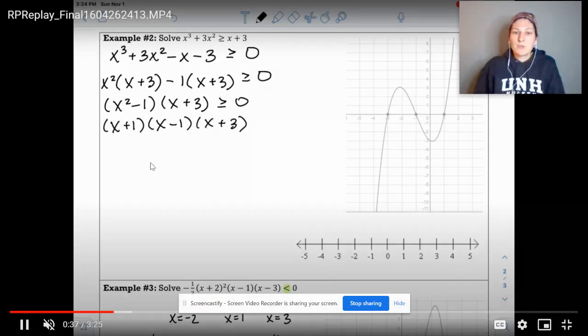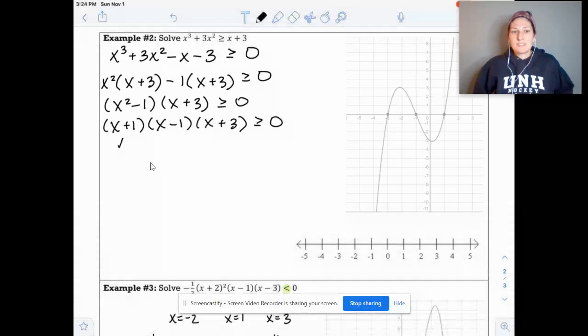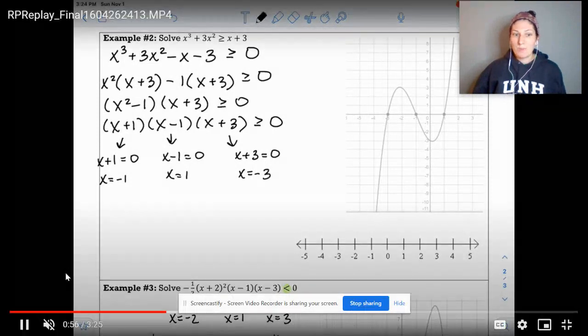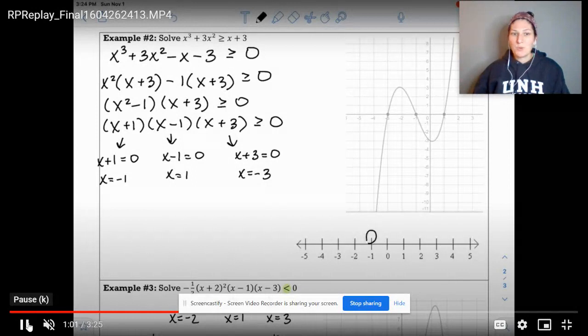And now I want to find those critical values, those critical points, those zeros, those roots. I'm going to set each factor equal to 0 and get x by itself. When I plot these solutions on the number line, I look at the inequality symbol that was in the problem. And this was greater than or equal to. So because that inequality symbol is or equal to, I'm going to do closed circles at each of these 3 solutions that I found. So very aggressive, bold, closed circle.